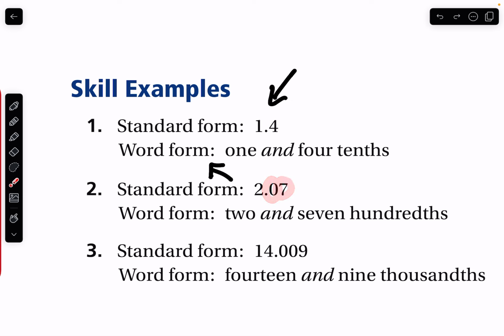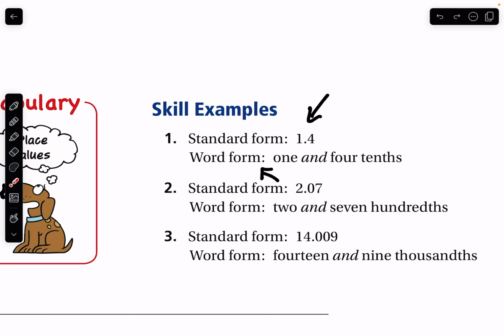There's 7 hundredths. Standard form for number 3, 14.009. In words, 14. And we don't say 009. We say 9. And we look at that last place value, thousandths. So you just write the word that goes with the last place value. When you're going to the right, you don't have to say every place value along the way.